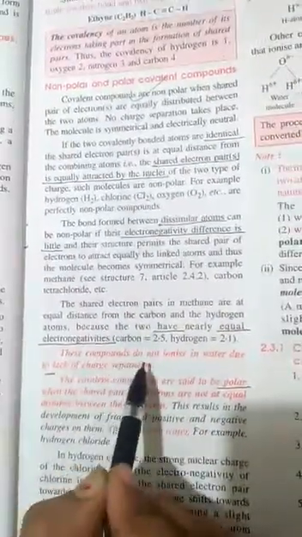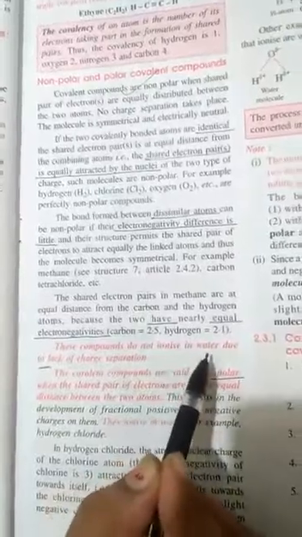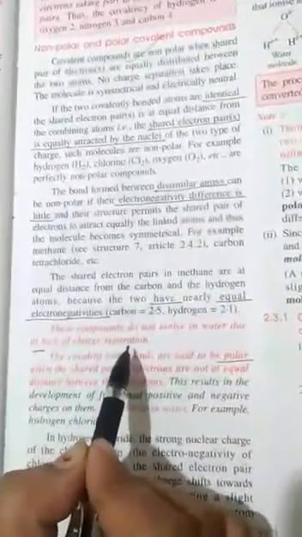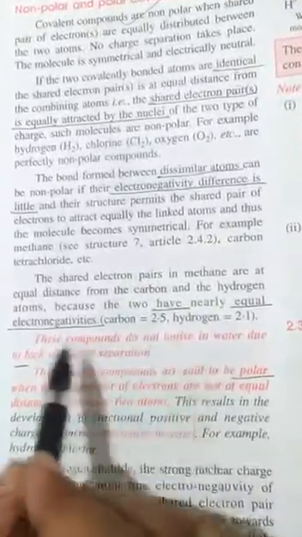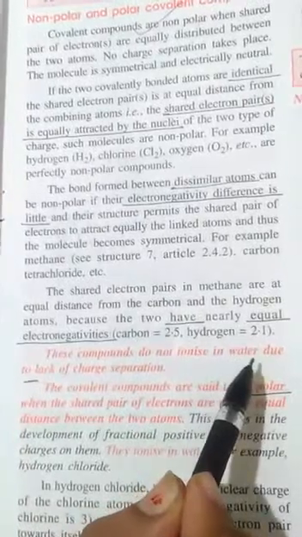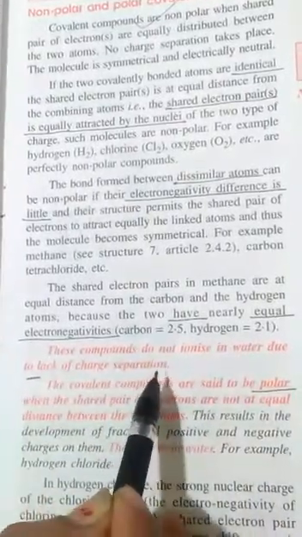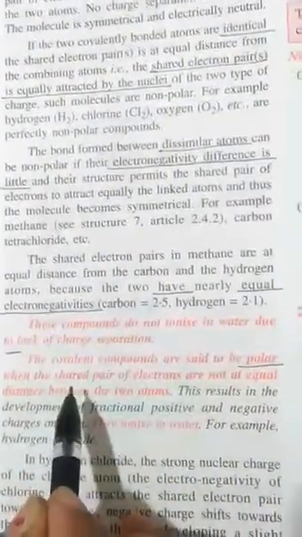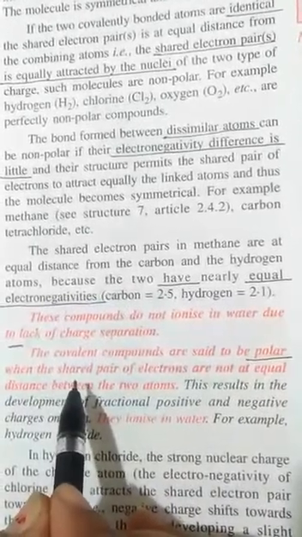These compounds do not ionize in water due to lack of charge separation. This is a very important point: the compounds do not ionize in water and thus there is no formation of charge. Next topic is polar covalent compound.